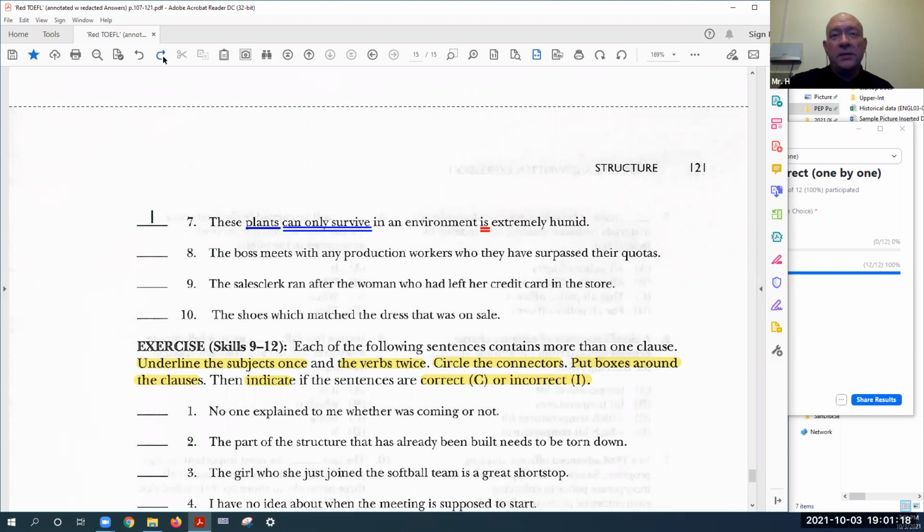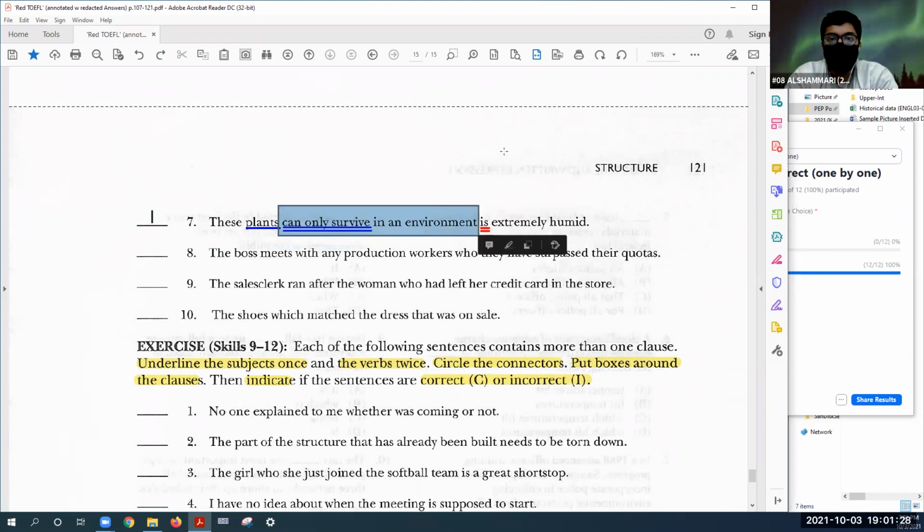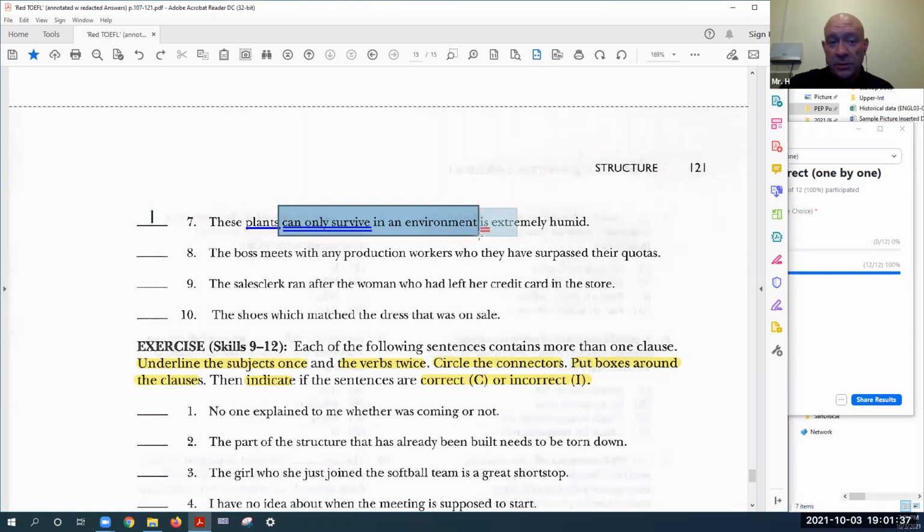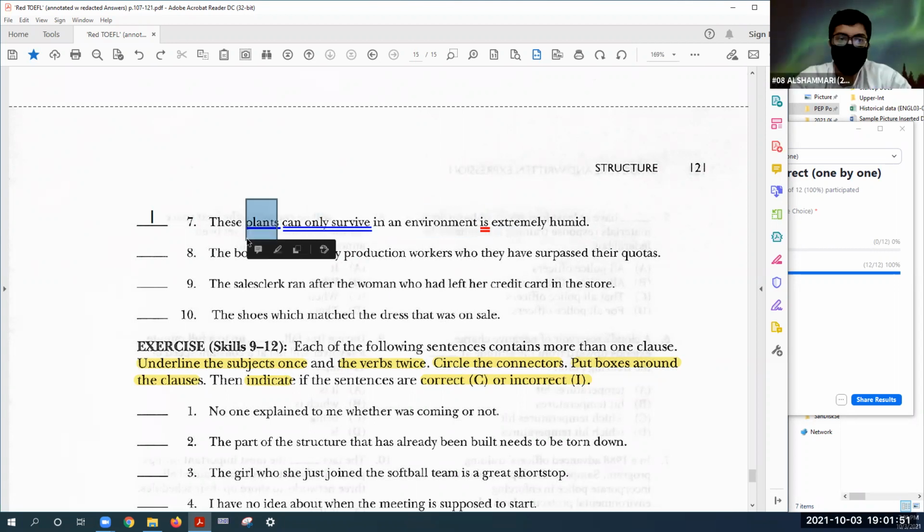Let me go back a little bit. If we put a box here, this verb or this subject, plants, should match this verb. Right? In Formula 1. Does it match? Does this verb match this subject? It should be are. Correct.